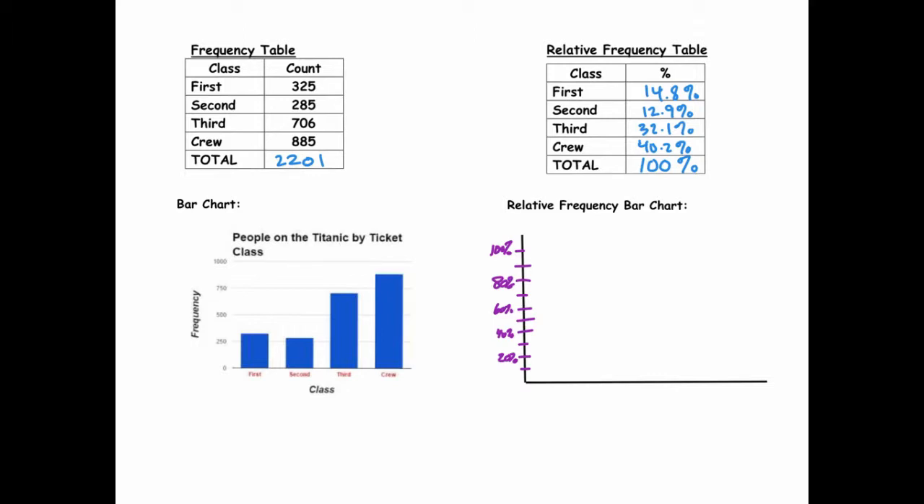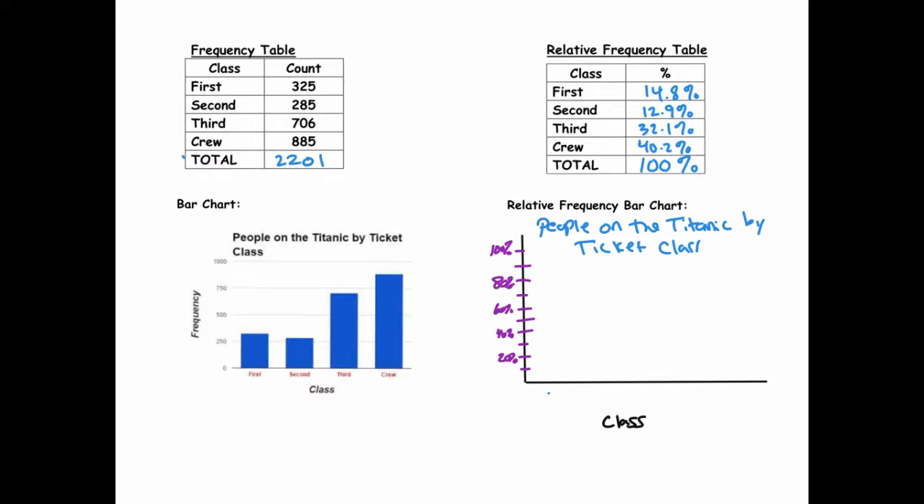Now we could also make a relative frequency bar chart by converting them to percentages. And so what we would do is the same sort of thing. I'm going to give this a title. I'm going to say People on the Titanic by Ticket Class. Only this time, instead of my y-axis being just counts, it's percentages. And our x-axis is still going to be class, broken up into the values of the variable.